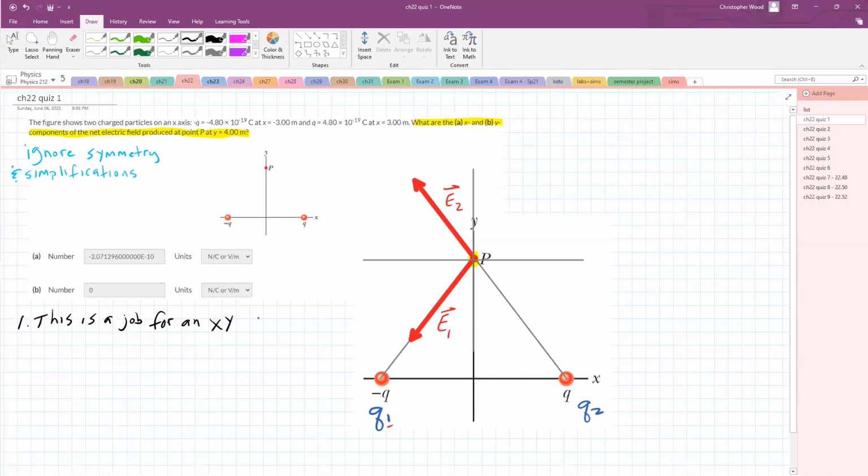And we spent an enormous amount of time doing something quite similar in chapter 21. That was an XY vector table for the electrostatic force. This is an XY vector table for the electric field. Very similar. In fact, it's identical. All right, so before I jump into the minutiae, well, I guess I'm already in the minutiae.